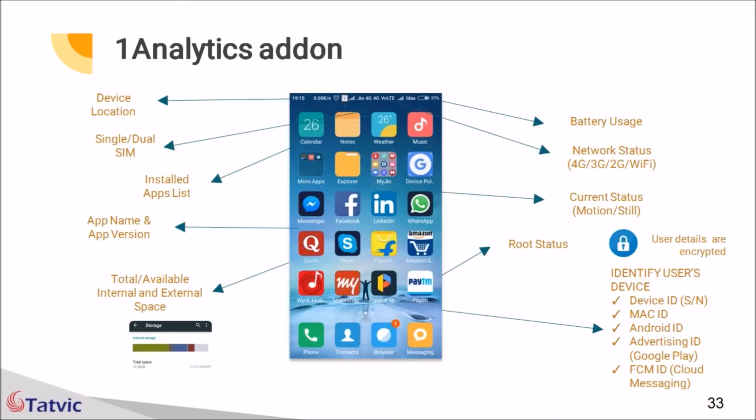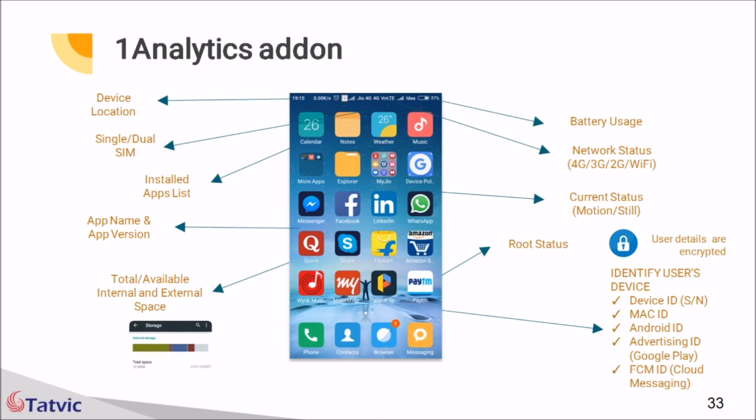Apart from that, the SDK comes with add-on features. It will track some important metrics, like battery usage and network status, whether the user is using 4G, 3G or Wi-Fi, and based upon that you can provide certain personalization or certain features. You can have the current status of a mobile device, whether it is in motion, walking, or still. You can have the root status, whether your user is using your application on a rooted device or not.